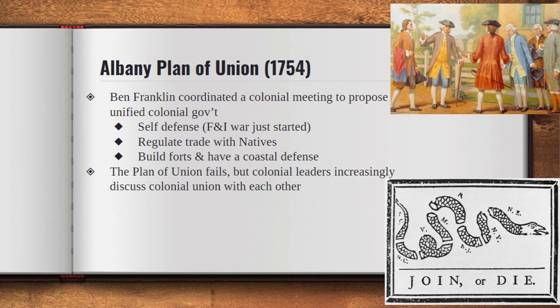One important event that occurs at the beginning of the French and Indian War is a colonial attempt led by Ben Franklin to form a colonial union. Now, they were not thinking independence yet, but they were thinking about a mutual defense as much of the French and Indian War was fought on the frontier of the colonies. The Union also sought to regulate trade with Native Americans, build forts, and provide for a coastal defense. The Union would not come to fruition. However, it did start important conversations about future colonial unity.